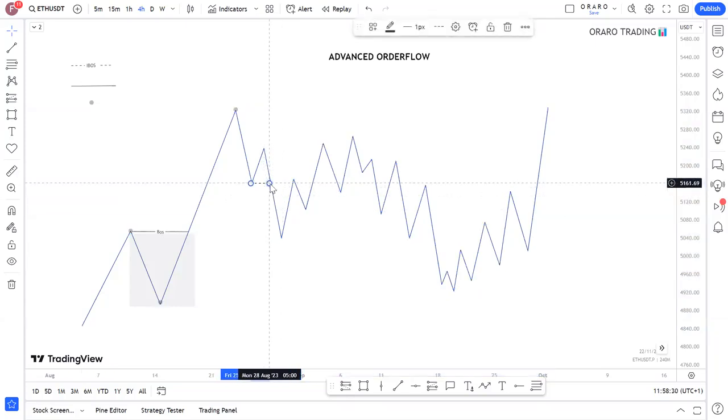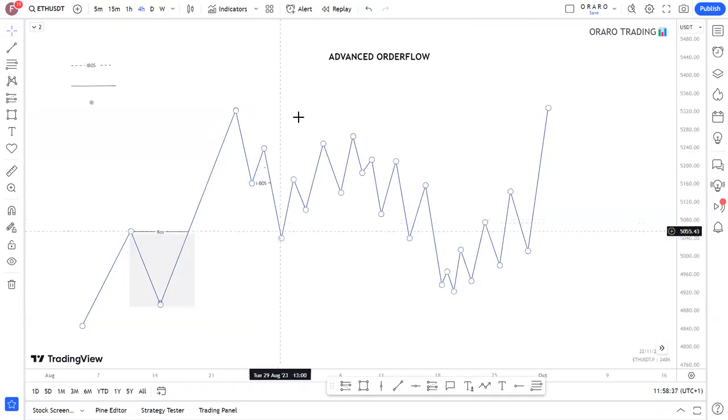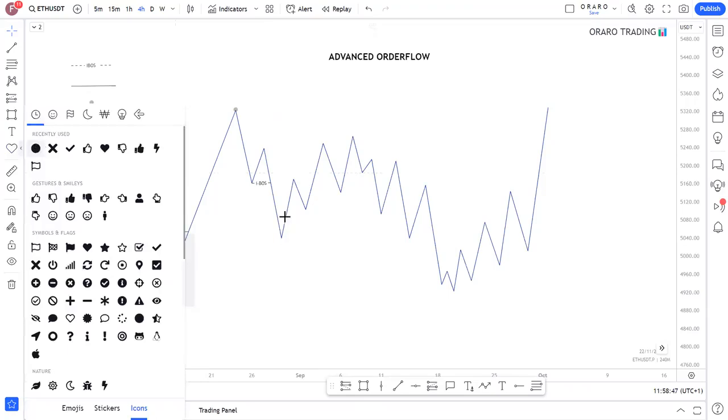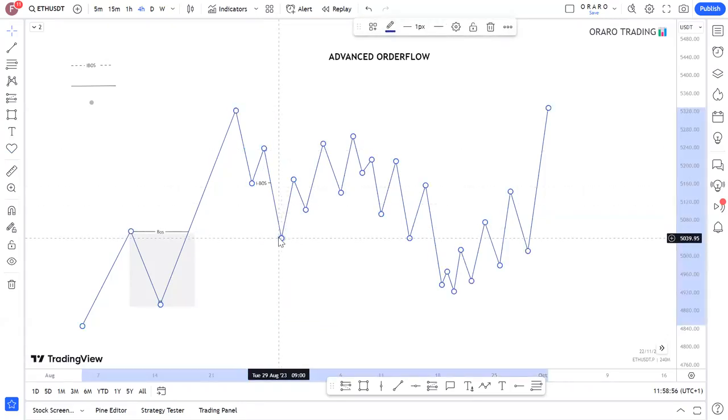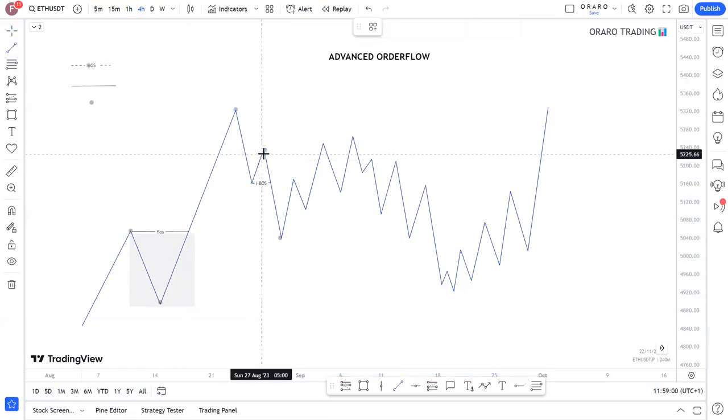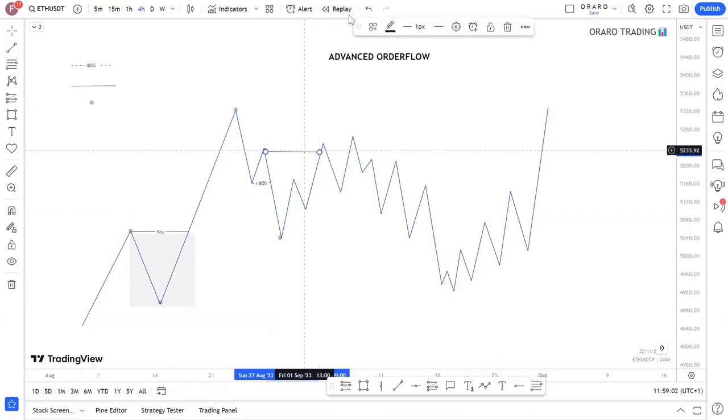Which is our IBOS. But in this textbook example, we are going to focus more on internal structure. Then this became a new internal low, and this is our previous internal high as well. So we now have a new internal what.